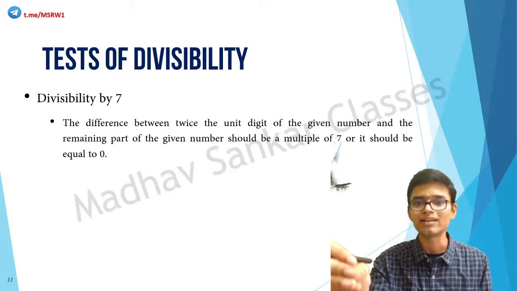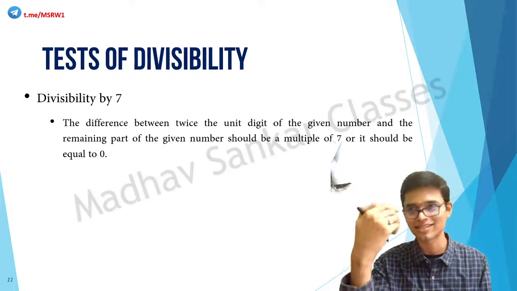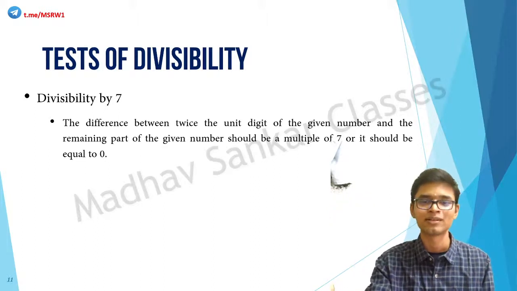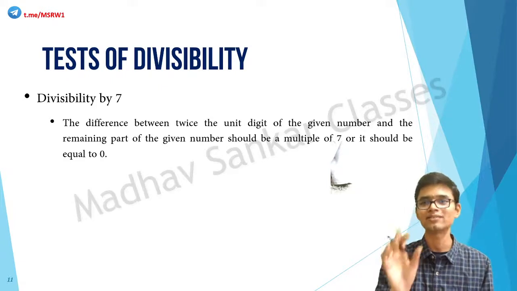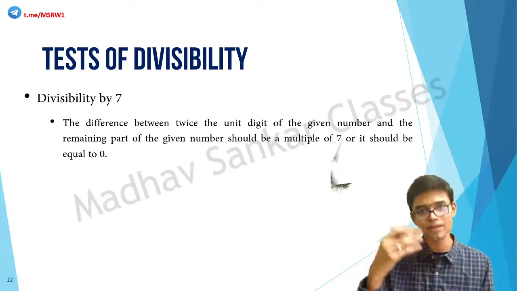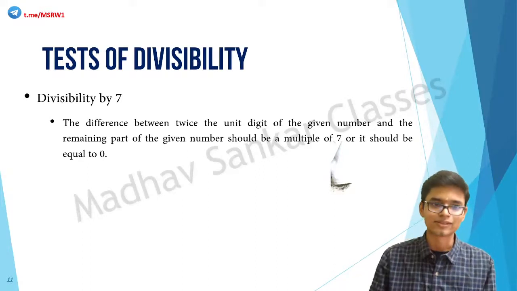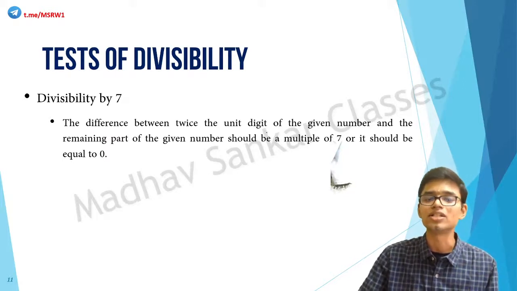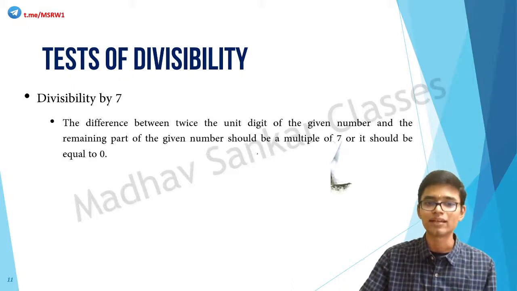As for 7, it is better you divide it anyway. If a question comes like that, I suggest you divide it, because this technique itself is not that efficient. It gives you the answer, but it doesn't save too much time. But I will tell you the technique just for your understanding, and maybe this would be easier for you. The test is this: find the difference between twice the unit digit of the given number and the remaining part of the number, such that the difference is a multiple of 7 or equal to 0.